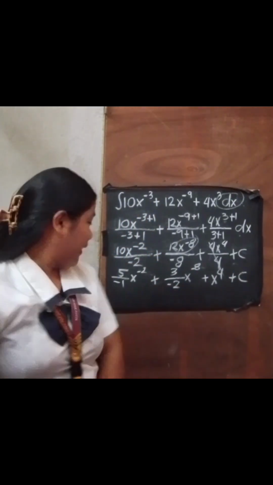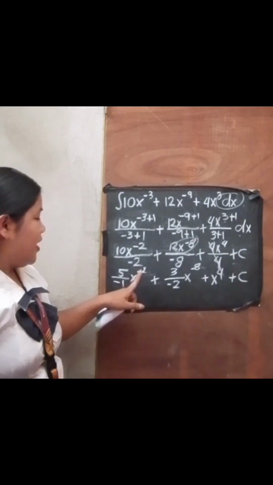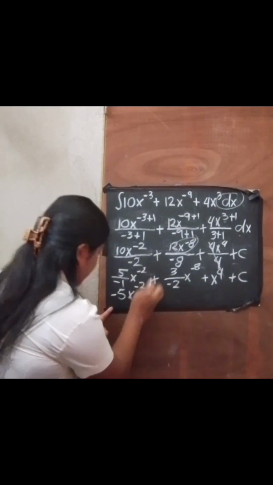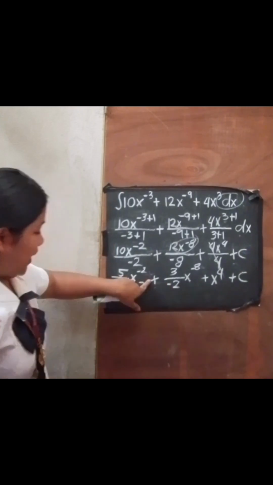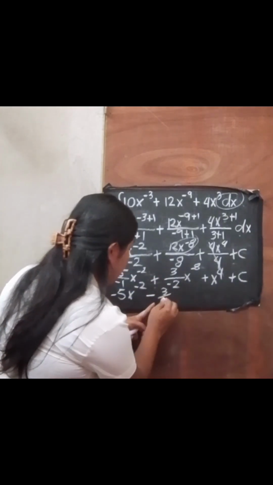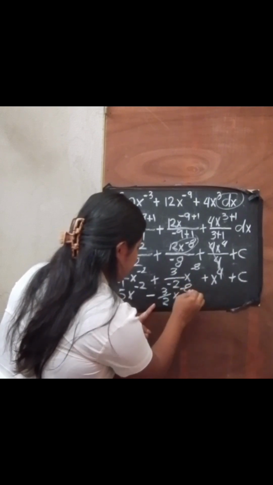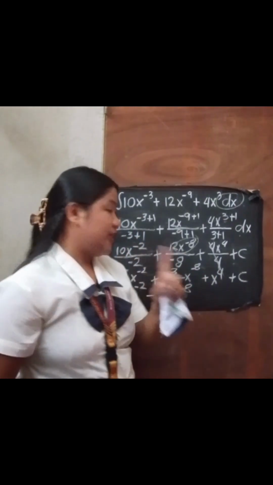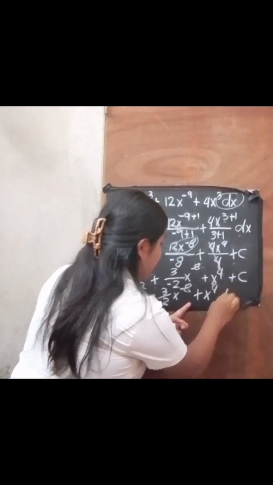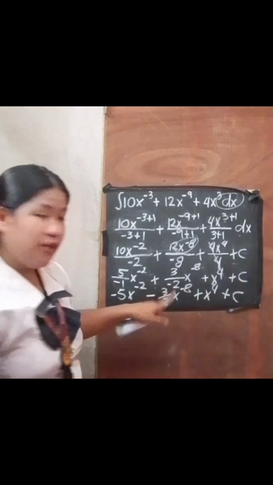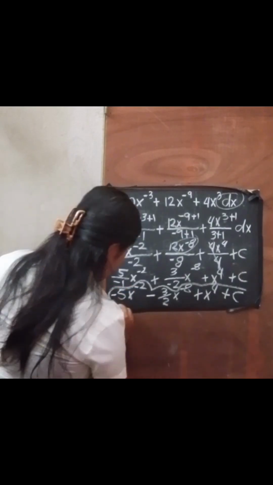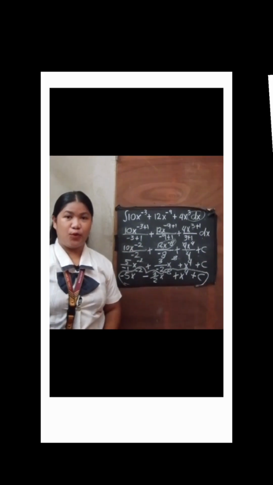So we simplify them. This 5 over negative 1 x raised to negative 2 becomes negative 5x raised to negative 2. Then next, since plus a negative becomes minus, it is minus 3 over 2 x raised to negative 8. We are done with the first and second terms. Now the last term, they are the same, so there is nothing to reduce, so plus x raised to 4. Then don't forget the plus c. So here's the final answer. That's the final answer for number 1.